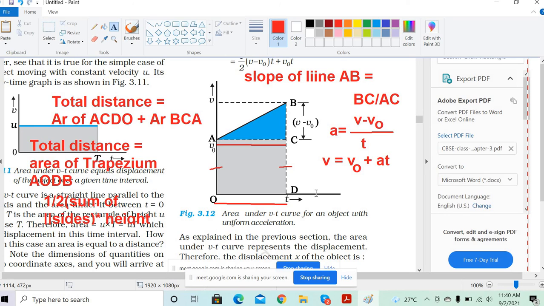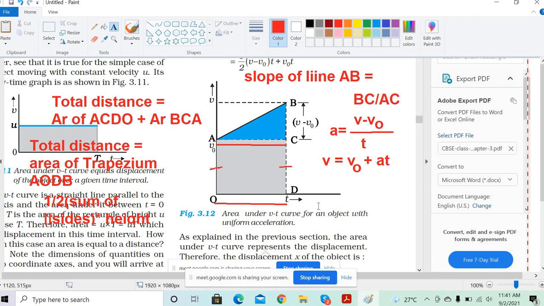Okay. Understood this part? Clear? Yes, sir. So I have a doubt regarding the acceleration. Tell me, what's the doubt? Now if this graph was here, AB shows the increase in velocity or acceleration. Correct. So if I want to show negative acceleration on this graph, how do I do it?